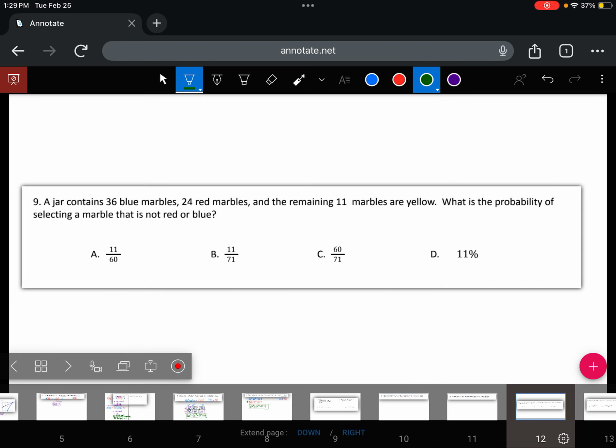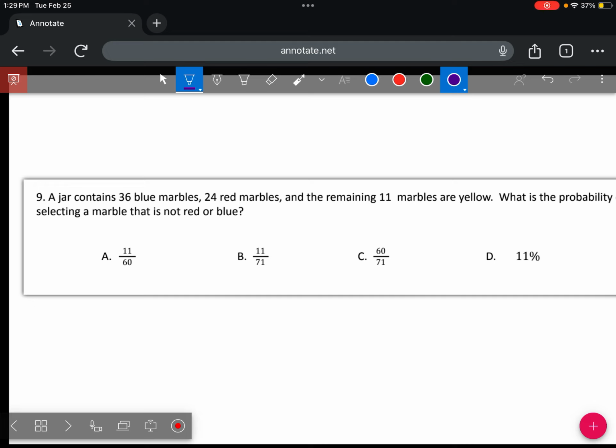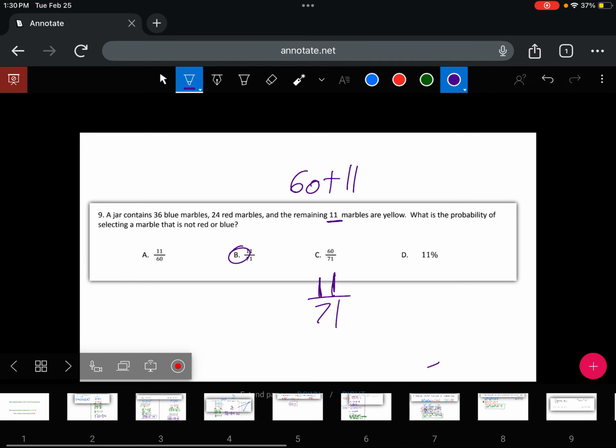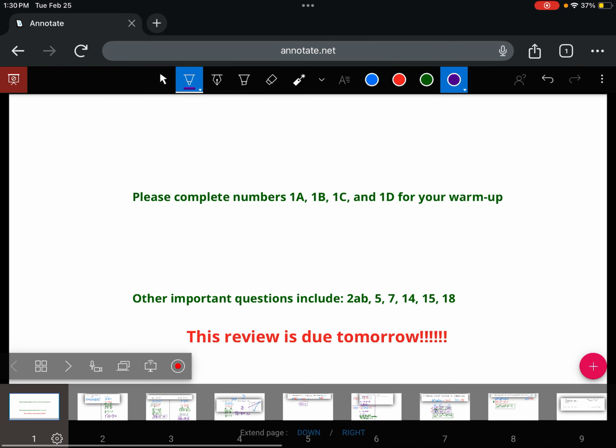Now this one won't be on your test tomorrow, but altogether there are how many marbles? 36 and 24 give me a total of 60 plus 11. And I don't want any red or blue, so that means I could have any yellow marbles. 11 over 71. Again, please make sure you watch the video that I created talking about these specific problems.